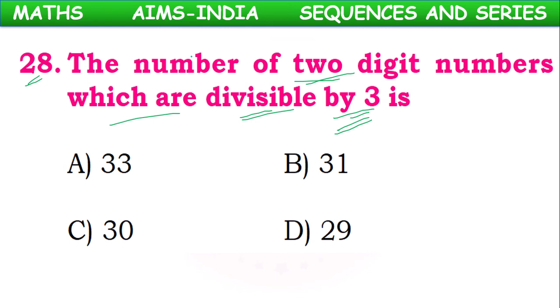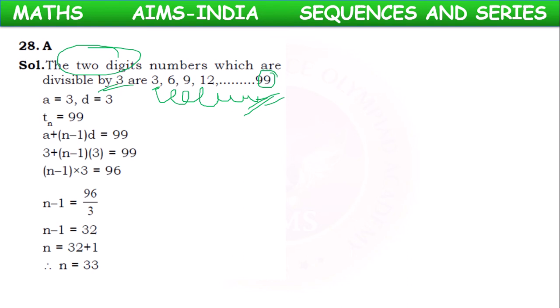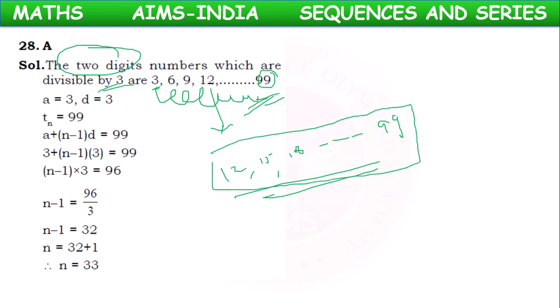But they have asked the number of 2-digit numbers. The first 2-digit number divisible by 3 is 12 actually. So we have 12, 15, 18 and so on up to 99. Only these numbers are 2-digit numbers divisible by 3. So we should not consider from 3. We have to consider from 12. So then the A value will be 12, D value will be 3 and Tn will be 99.